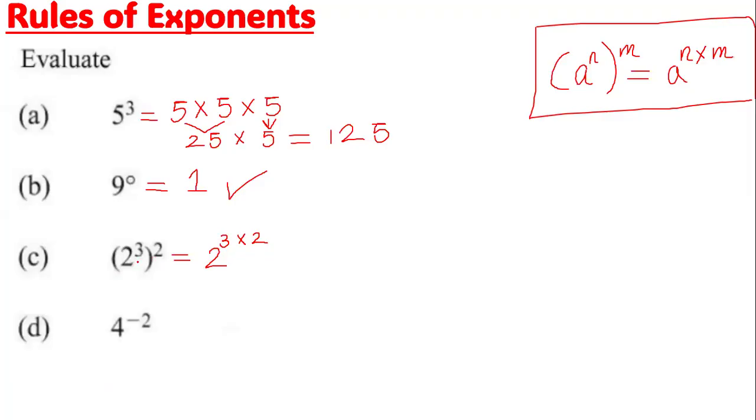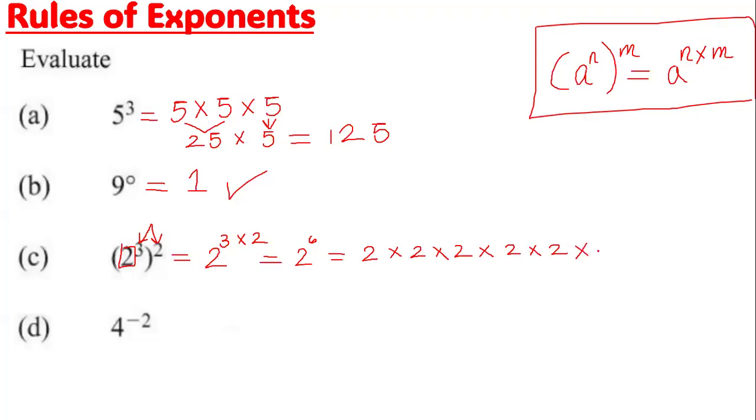Class, y'all understand that, right? So we take 2 and we multiply these two. 3 times 2. What is 3 times 2? That's 6. That's going to be 2 to the power of 6. What is 2 to the power of 6? It's going to be 2 times 2 times 2 times 2 times 2 times 2. 1, 2, 3, 4, 5, 6.